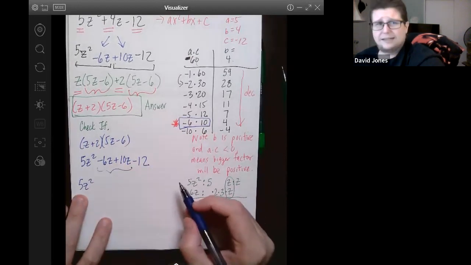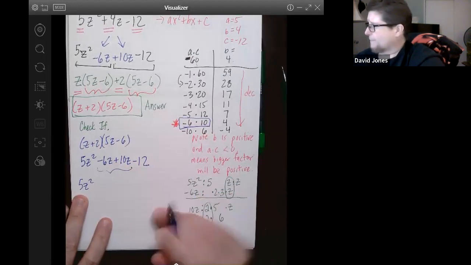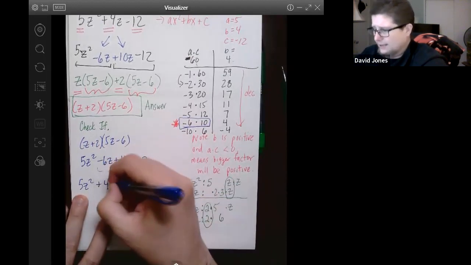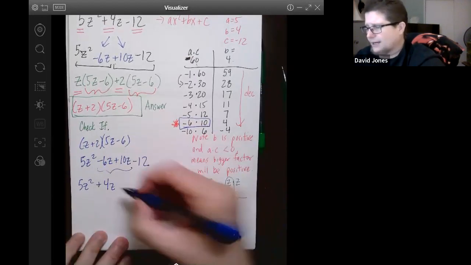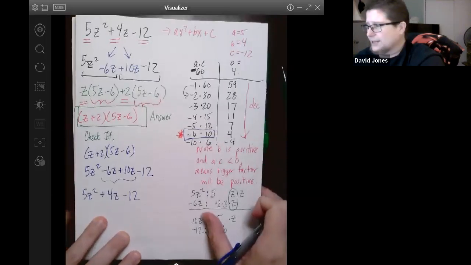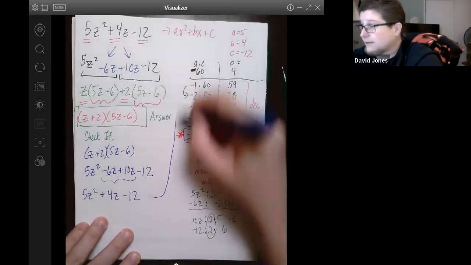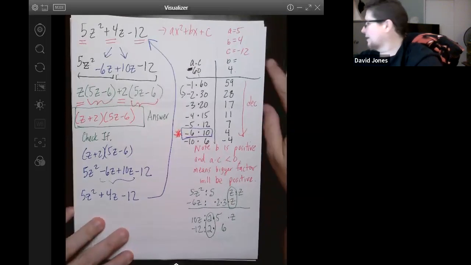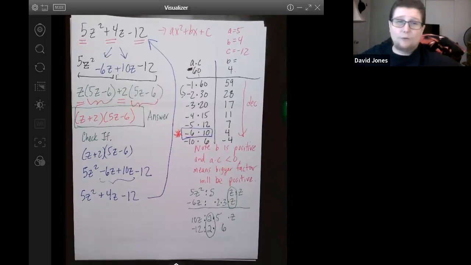5z squared stays by itself. Negative 6z plus 10z is plus 4z. And then we got negative 12. It's got no common factor, so we put it together. And notice that's what we started with. So it worked. Good thing about a lot of mathematics, you can always verify your work.